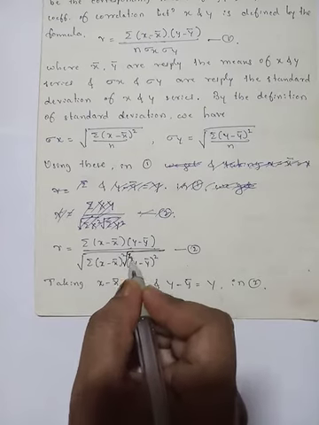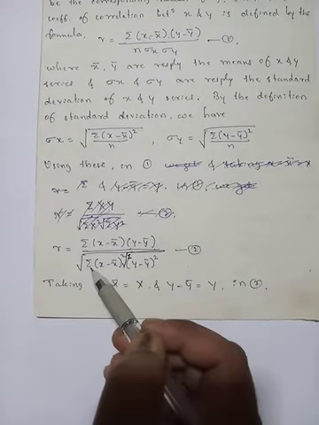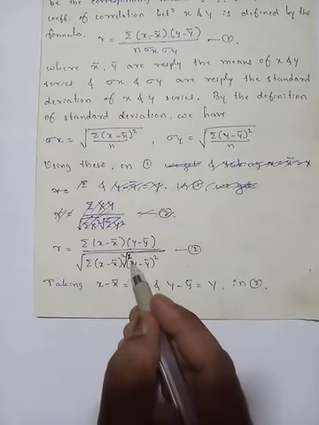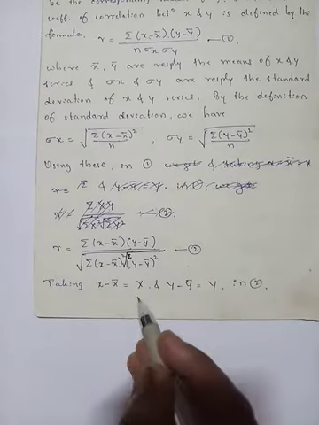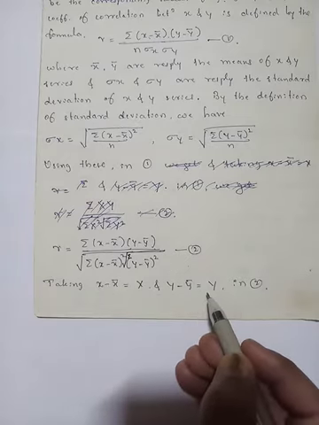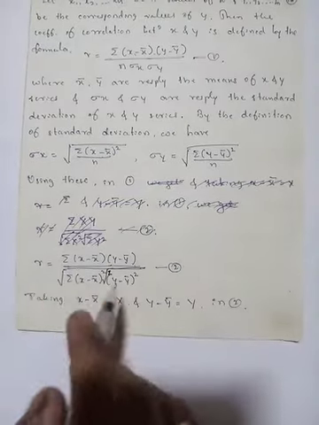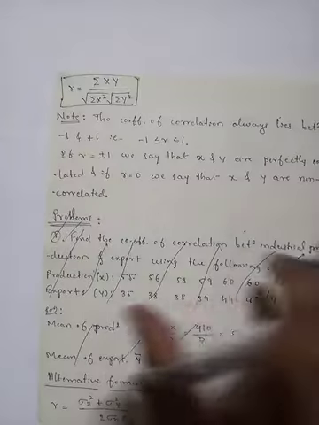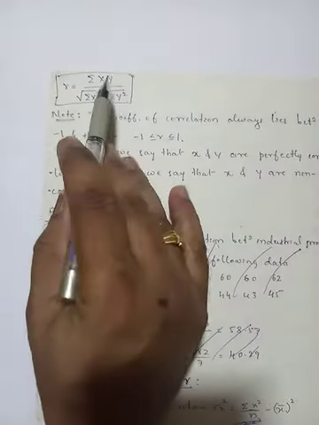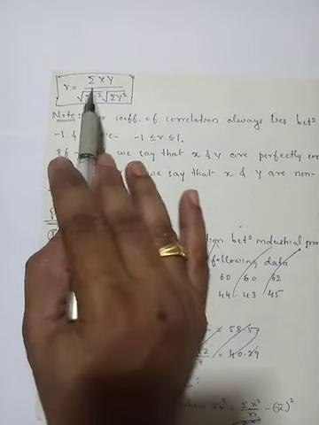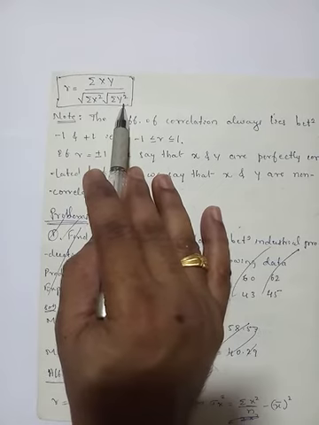This is another term: square root of summation x minus x bar whole square, and from this term square root of summation y minus y bar whole square. Now we take x minus x bar as capital X and y minus y bar as capital Y. Then we write this formula in a very simple form as r equal to summation XY divided by square root of summation X square into square root of summation Y square.